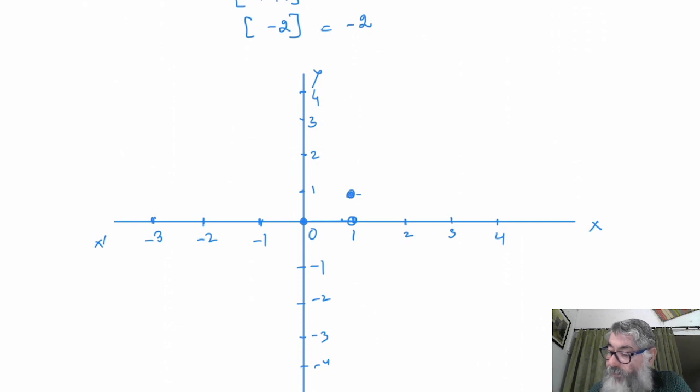This will be always... all the numbers between 2 and 1, less than 2, greater than 1 will have the greatest integer function as 1. Now let's move further up.